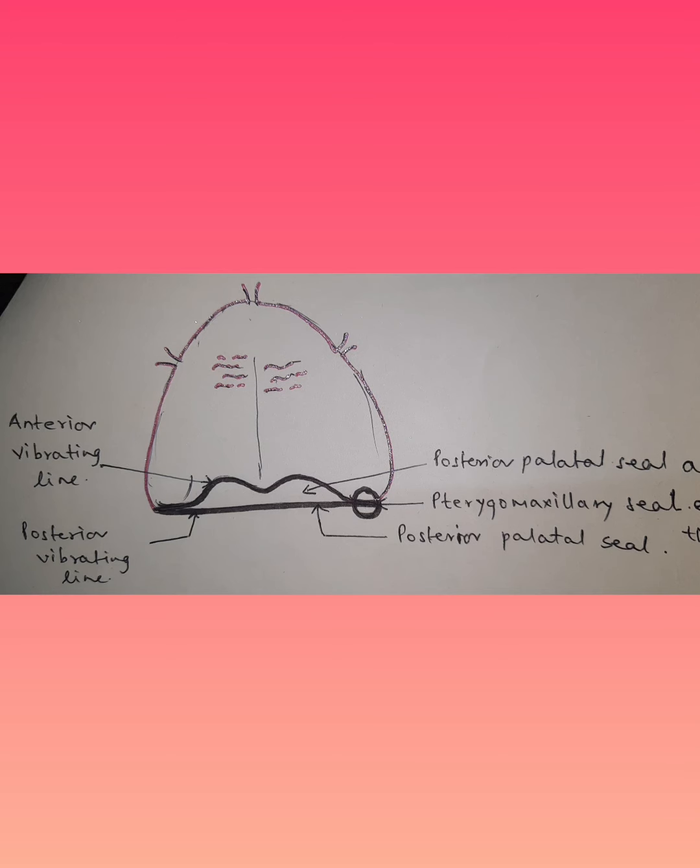Post-palatal seal extends medially from one tuberosity to another tuberosity. And pterygomaxillary seal extends laterally from one hamular notch to another, and it is 3 to 4 millimeters anterolaterally, approximating the mucogingival junction. And this seal occupies the entire width of the pterygomaxillary notch, that is the hamular notch. That is this.